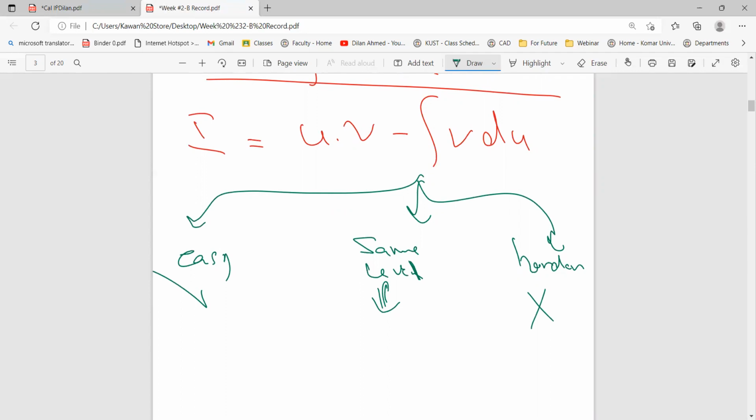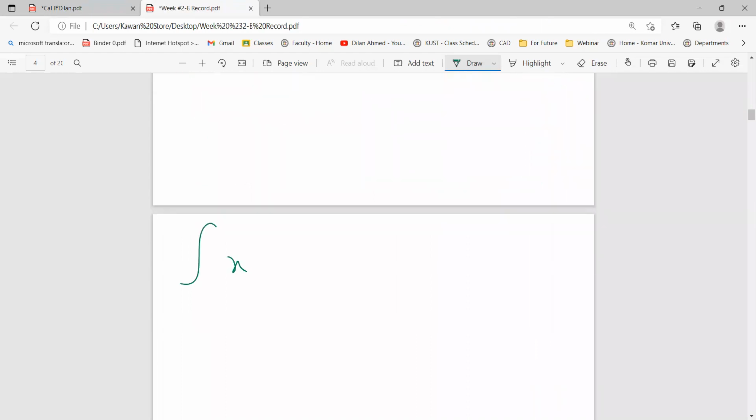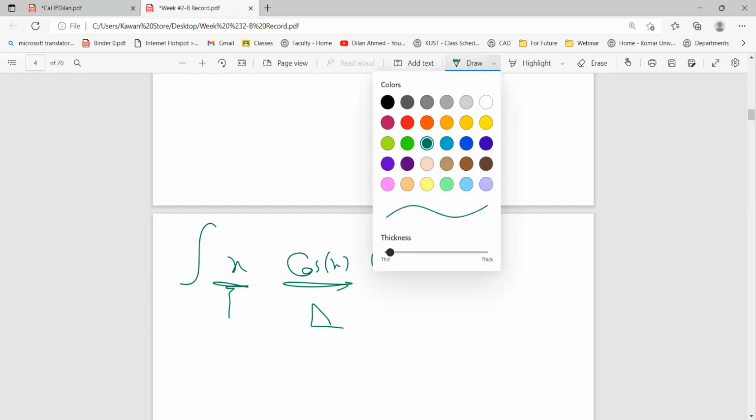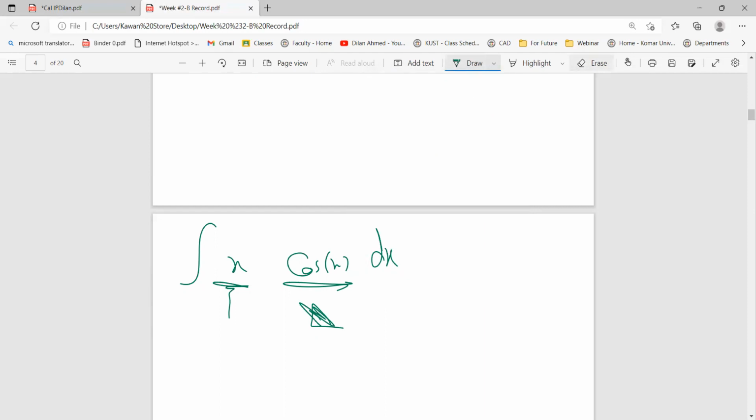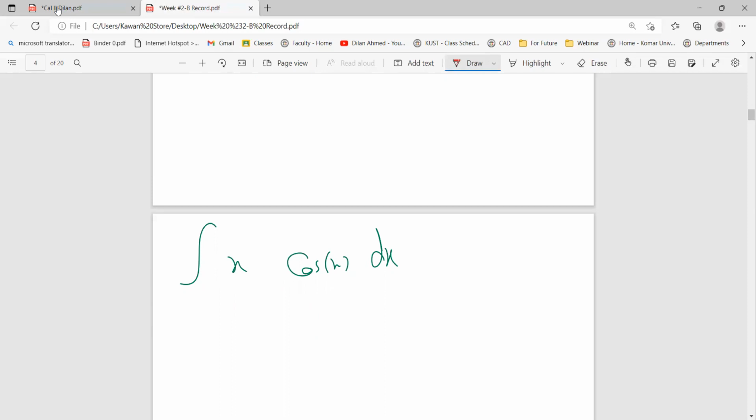So for now, I'm going to solve the second example for you. We have x cosine x dx. How many functions do we have? Two functions, right? One of them polynomial, simple linear polynomial, and the other is a trigonometric function. Am I right? Okay. It's better to make your decision which one is u, which one is dv.